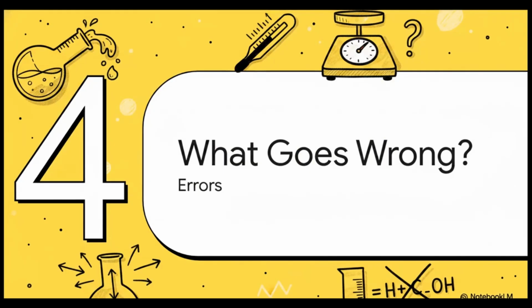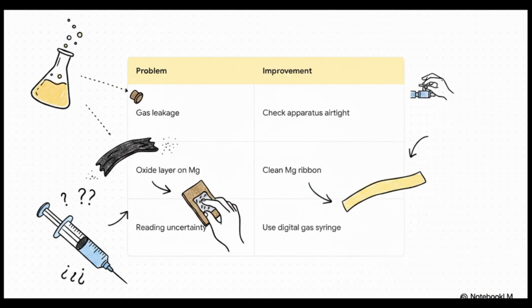Okay, section 4, what goes wrong? Let's talk about lab errors. Examiners love making you play matchmaker between a problem and its elegant fix. So, got gas leakage? Simple. Check your apparatus is fully airtight before you start.